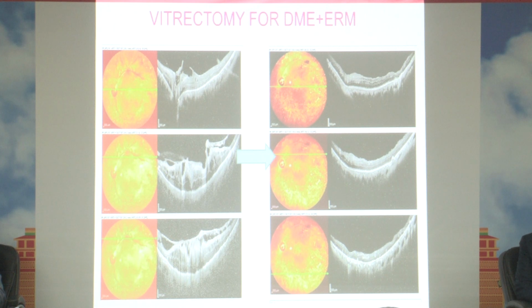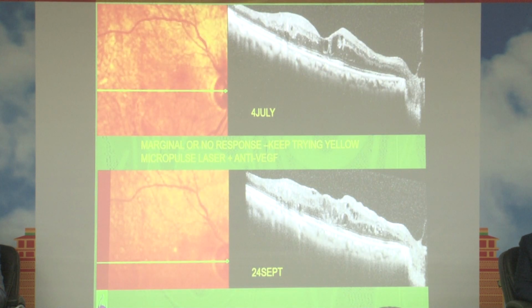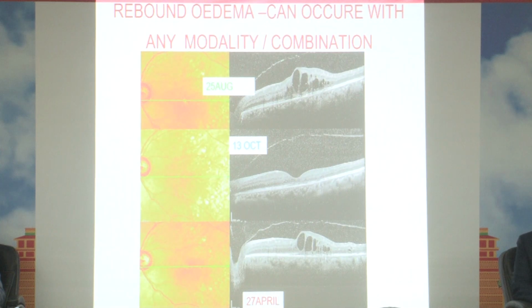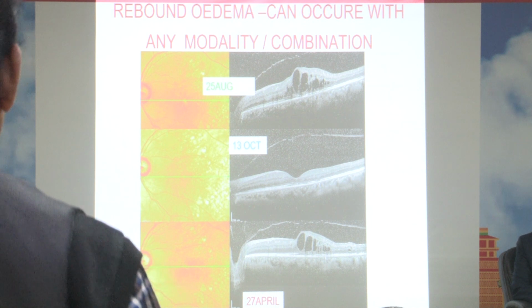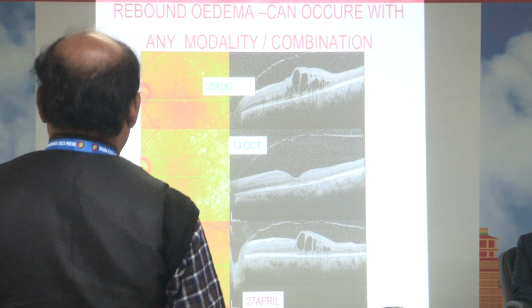ERMs are there with diabetic macular edema, then obviously surgery is the choice. You can see the pre-operative and post-operative pictures, and they work very well. And whatever the treatment, this is what I have observed, sir, in the last 20 or 22 years of practice.